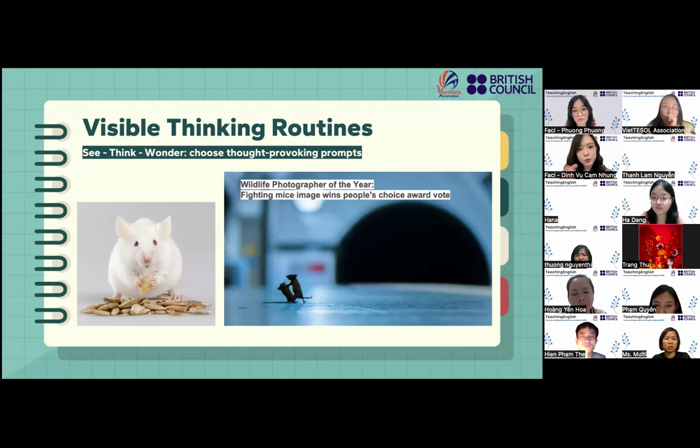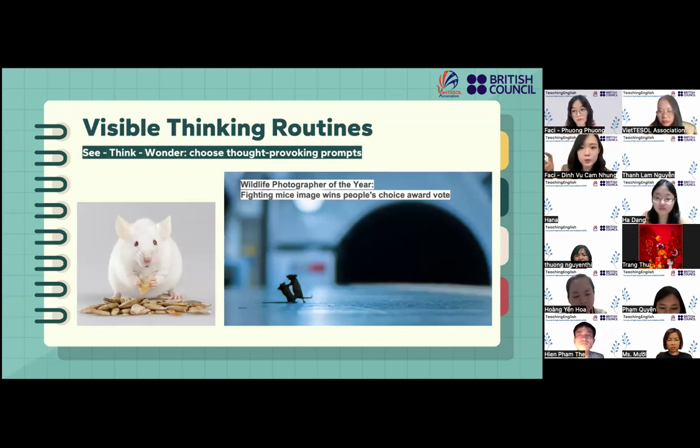Because if you choose the picture on the left, most of the time, students will have the same answer, right? I see a mouse. It is eating. Maybe the question is, what is it eating? Is it good? Is it delicious? And most of the time, the conversation is not going to be very interesting.